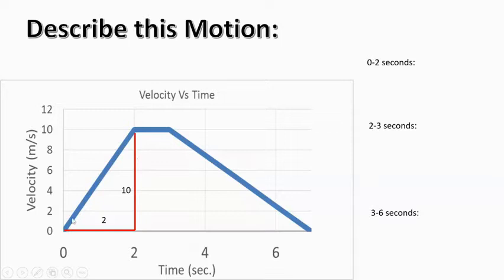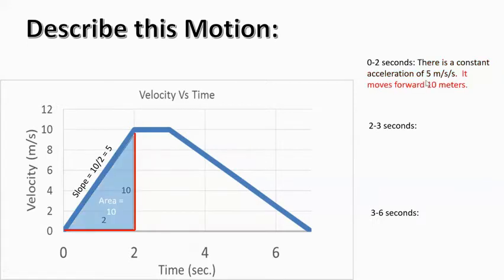First from 0 to 2, because that's when the line is going up, right? And if you find the slope at that point, it goes up 10 over 2, then the slope is equal to 5, 10 divided by 2. That means that the acceleration is going to be 5 meters per second squared, right? You can also find the area. The area of a triangle is just 1/2 base times height, so one half of 2 times 10 gives you 10. That means that during these 2 seconds, while it was accelerating at 5 meters per second squared, it traveled 10 meters.